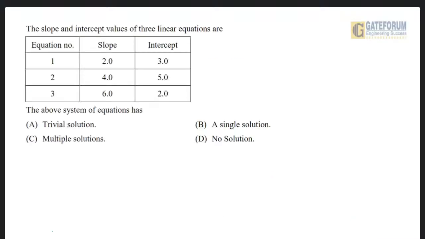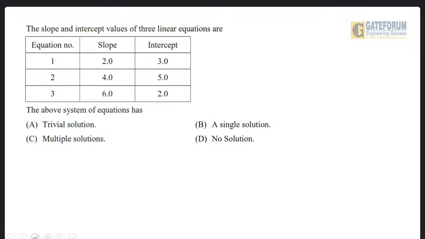The question is, the slope and intercept values of 3 linear equations are given as equation number, slope, intercept. First equation, slope 2.0, intercept 3.0. Second equation, slope 4.0, intercept 5.0. Third equation, slope 6.0, intercept 2.0. The above system of equations has ABCD options given. This question is from engineering mathematics, from the topic linear algebra as well as coordinate geometry. So multiple subtopics. Applications.